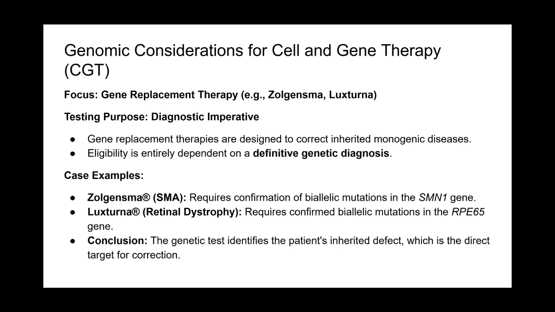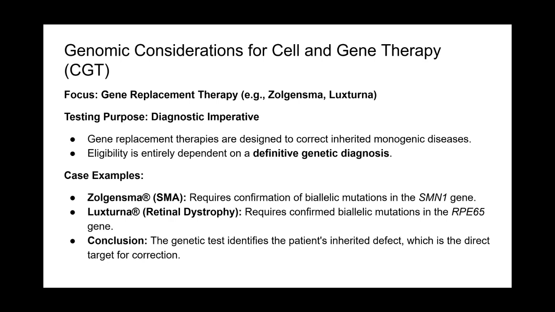Gene replacement therapies are designed to treat monogenic diseases by delivering a functional copy of the gene that is defective in the patient. The therapeutic principle is to correct the root cause of the disease at the DNA level. Consequently, eligibility for these therapies is entirely dependent on a definitive genetic diagnosis that confirms the presence of pathogenic mutations in the specific target gene.